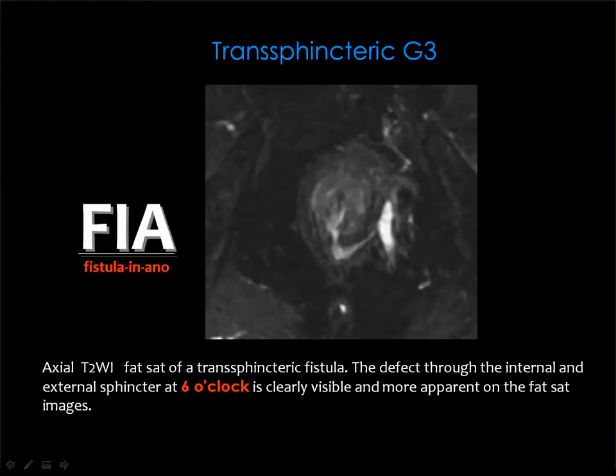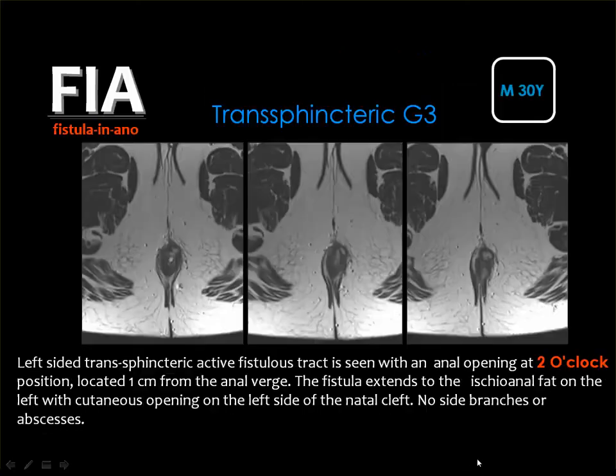And this is another example, and you see this is an intersphincteric fistula, with the opening at 6 o'clock, and it goes like this between the sphincters until it pierces the external sphincter and goes into the ischioanal fossa. Another example, and you see a fistulous opening at 2 o'clock, and it goes like this between the sphincters until it crosses the external sphincter and minimally extends into the ischioanal fossa.